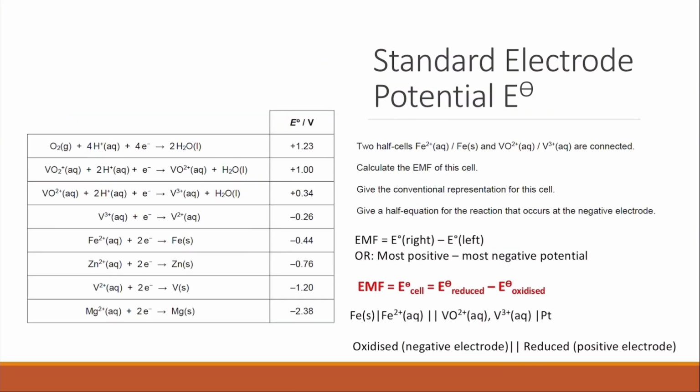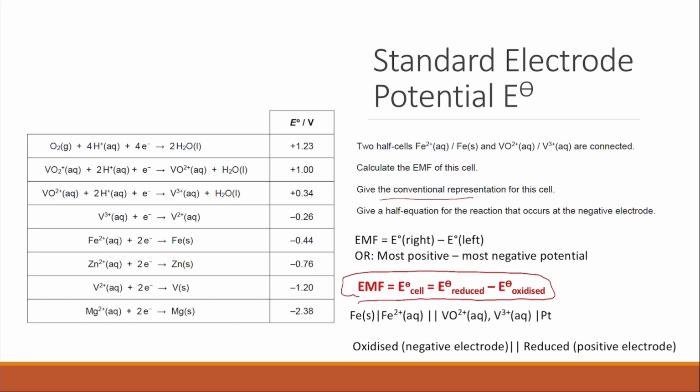So the standard electrode potential, as we said, this is how we calculated it. Because this is very common in the exam, not just in paper one, but also in paper three in the multiple choice questions, we should know how to calculate that and how to write the representation of the cell. As you can see here, we have two reactions.